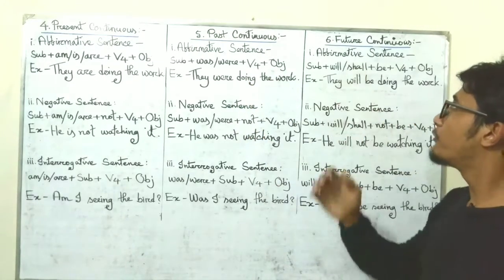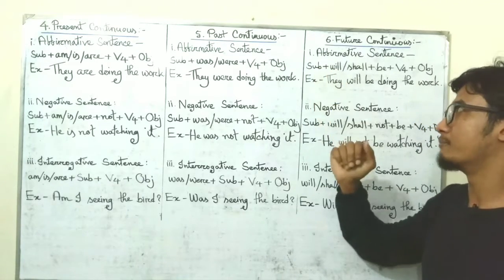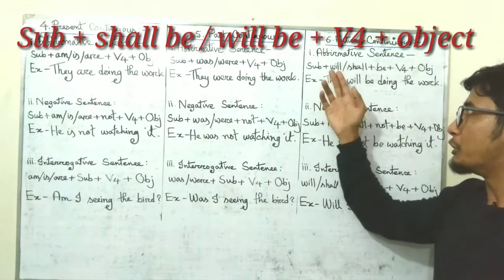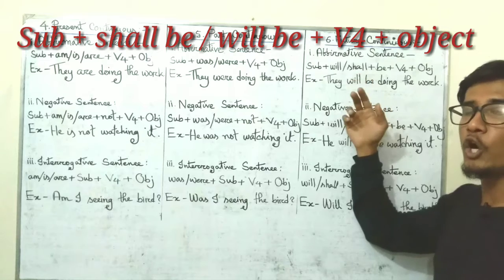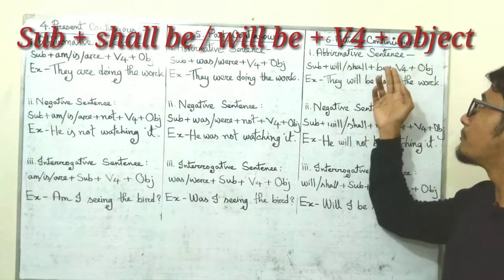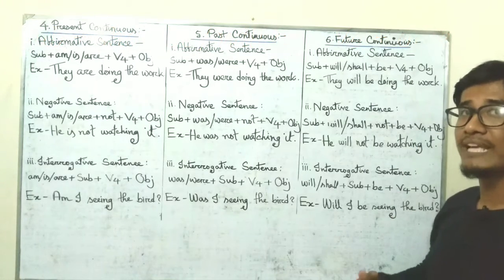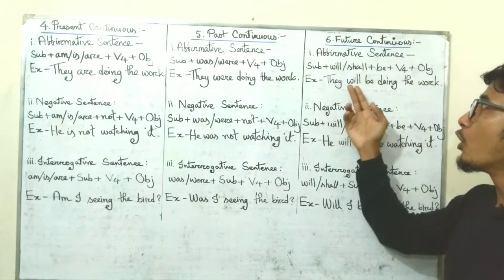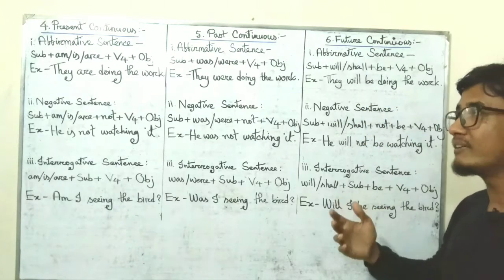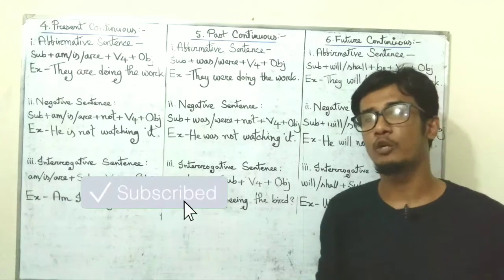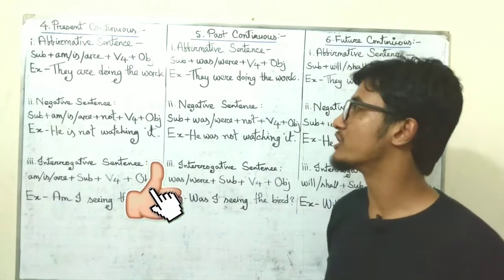And finally, in future continuous affirmative sentence, we start with obviously a subject. After the subject, we use will or shall and be. Will or shall plus be plus V4, verb plus ing, and finally an object. So the example is they will be doing the work. So you see, the structures and the examples are quite similar, though there are minor changes. So let me show you the changes.